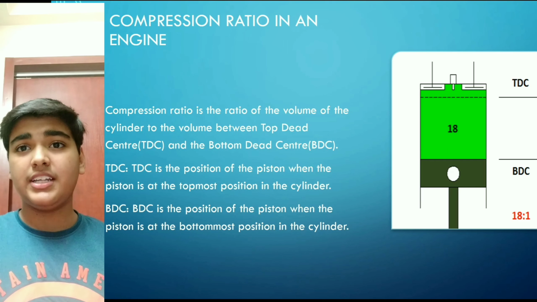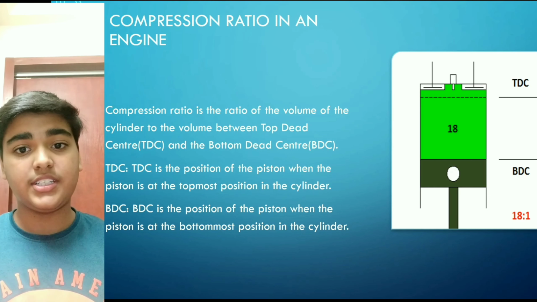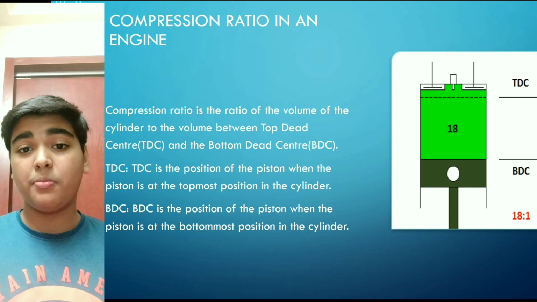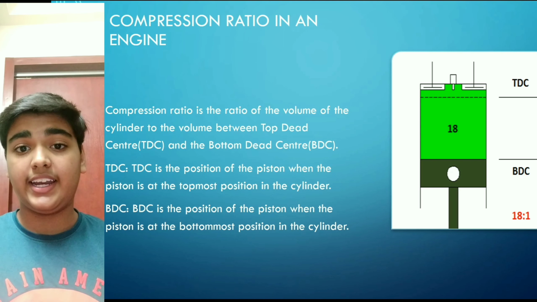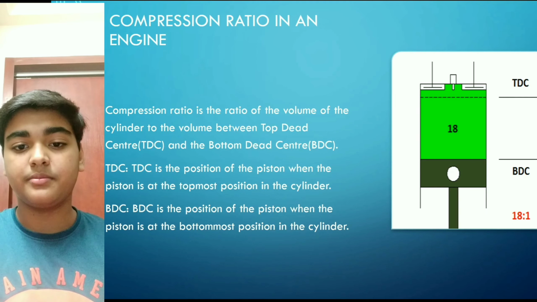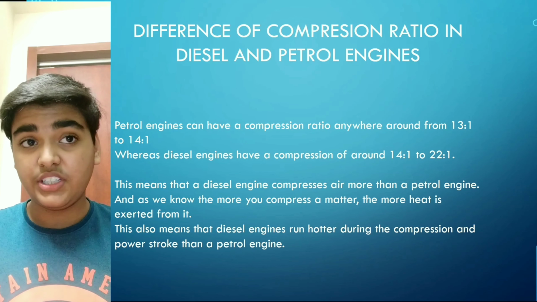Assume that a piston has a volume of 19. I'm not mentioning any units here to keep it simple. If the volume between the top dead center and the bottom dead center is 18, the compression ratio will be said to be 18:1. Let's see the difference of compression ratio in diesel and petrol engines.